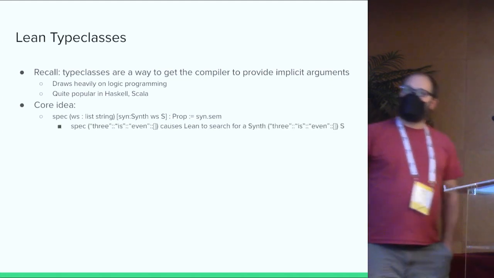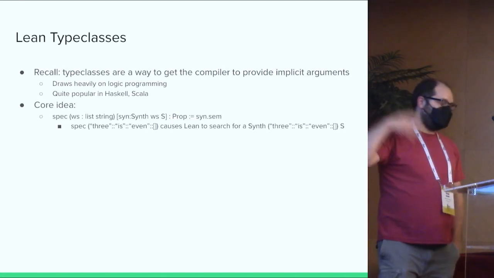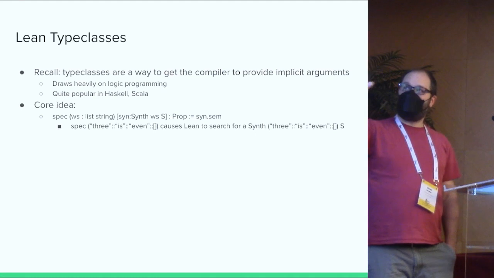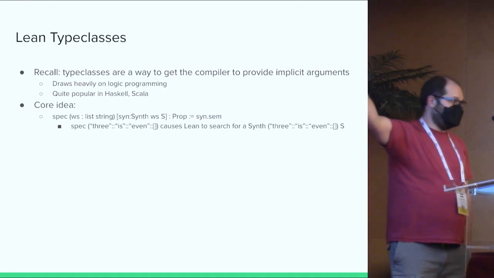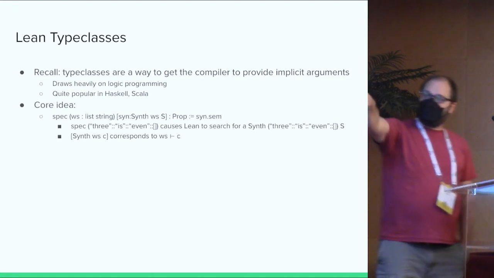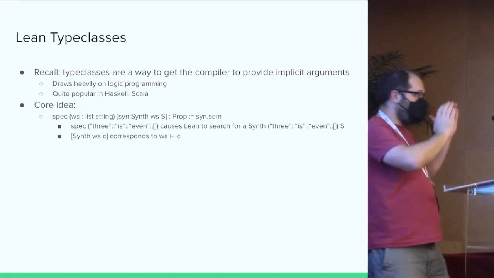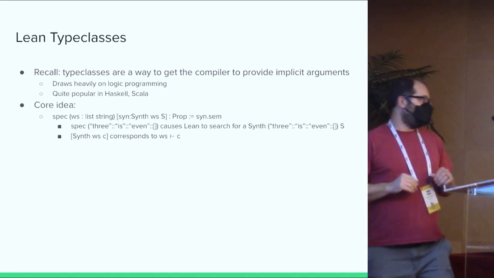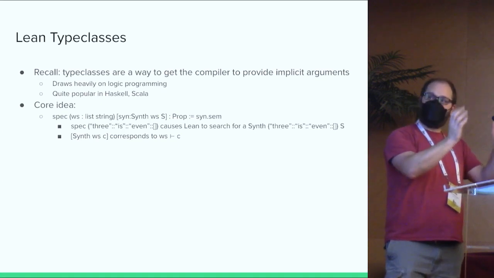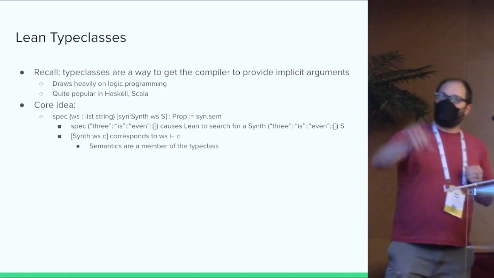So when we write code like spec 3 is even, Lean will go off and it has some algorithms to try to figure out, okay, can I find something that shows synth 3 is even s, that this parses as a sentence, where that synth, sequence of words and some category, corresponds to just the left half of that judgment we were seeing on the previous slide. So it's just saying this sentence fragment has this grammatical type. And then the semantics just become a member of the type class.